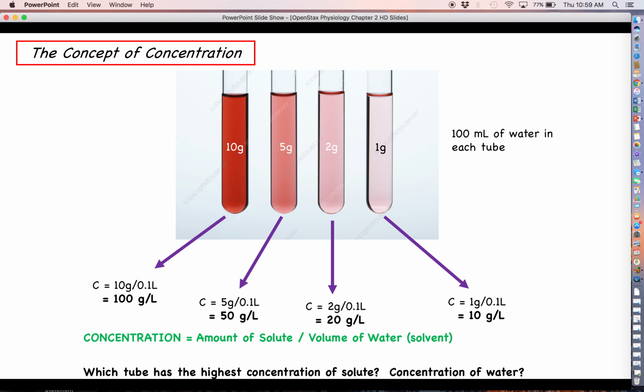So imagine that we've got 100 milliliters of solution. We've got a finite space for all the molecules, whether it's water molecules or solute particles. So the more solute particles, the less space is available for water, and the concentration of the water itself will be lower. So even though the tube on the far left has the greatest solute concentration, it has the lowest water concentration. And conversely, the tube on the far right has the lowest solute concentration, but the highest water concentration.